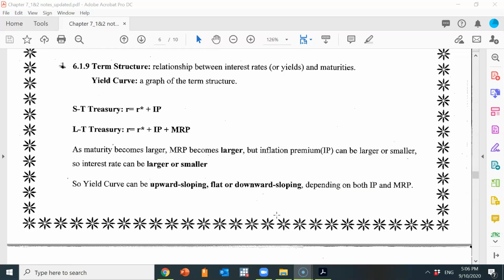Okay, another thing we want to discuss here is term structure. Term structure is the relation between interest rates and maturities. Yield curve is the graph of the term structure.